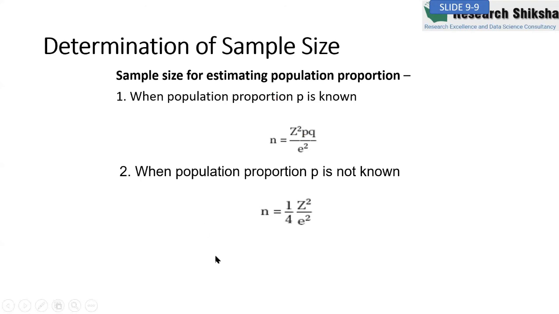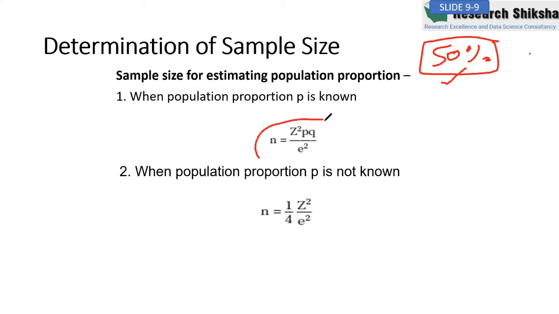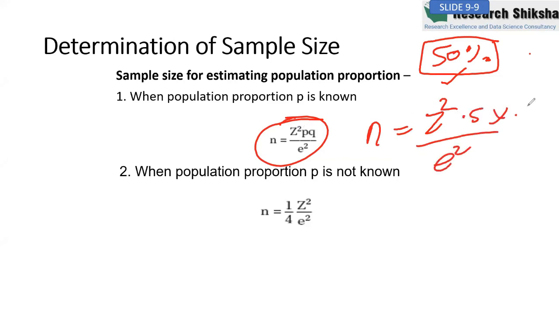And in this case, suppose you are saying that my population is 50%. Like for example, you say that because I'm collecting the data from females, and females are 50% of the population, I will use this formula. So in this case, you can apply the formula Z square upon E square, and P is 0.5, Q is also 0.5. So apply this formula for this.